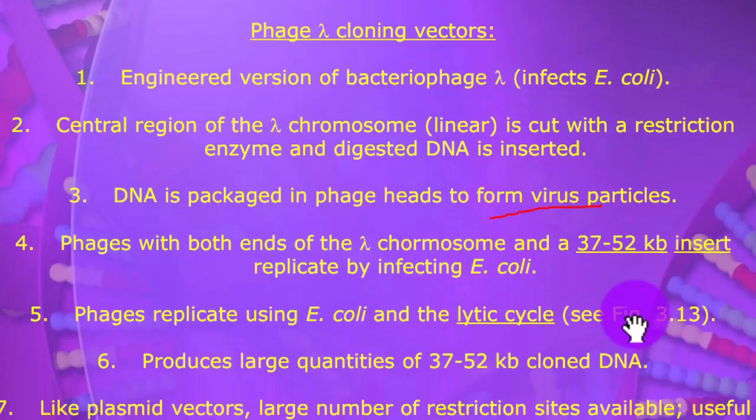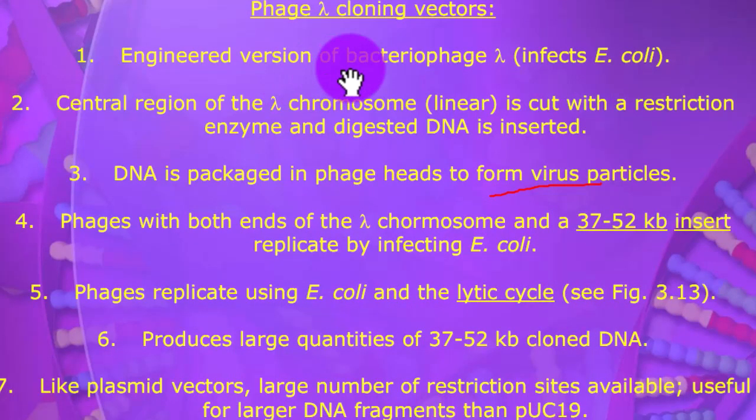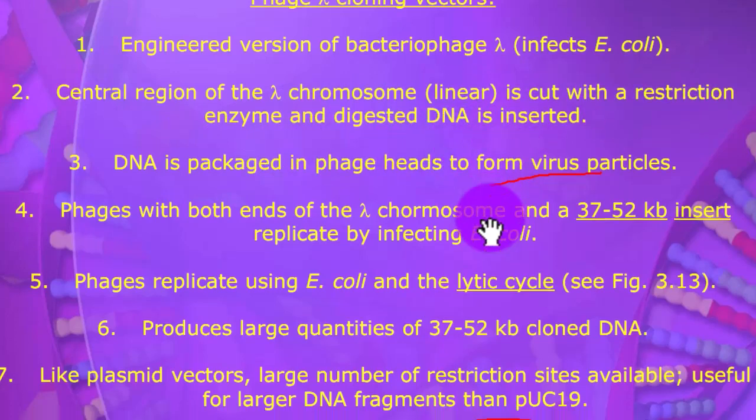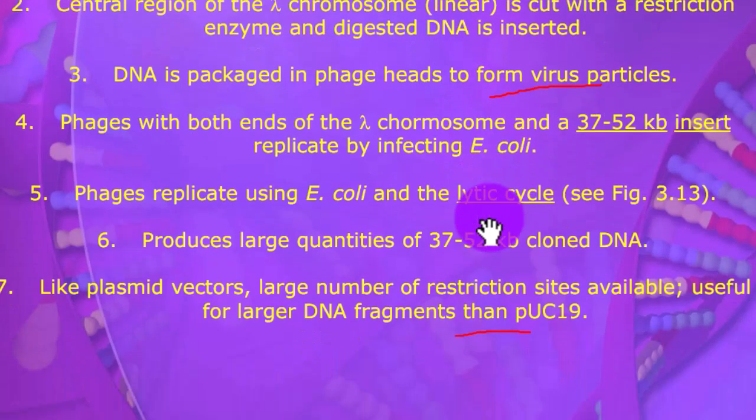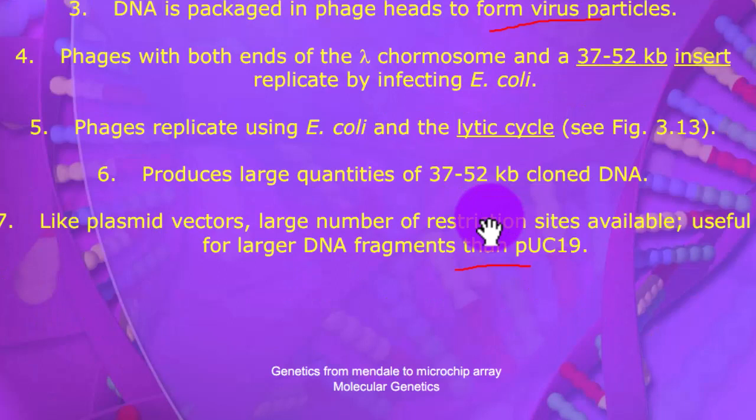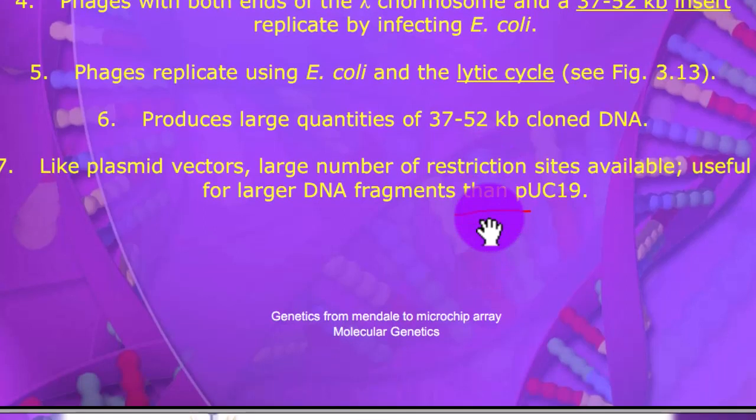Phage lambda cloning vector, an engineered version of bacteriophage lambda that infects E. coli. The central region of the linear lambda chromosome is cut with a restriction enzyme and the digested DNA is inserted. The DNA is packaged in the phage head to form a virus particle. Phages with both ends of the lambda chromosome and a 37 to 52 kilobase insert replicate by infecting E. coli.